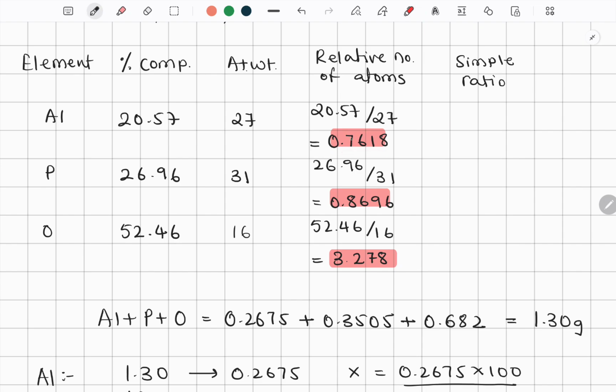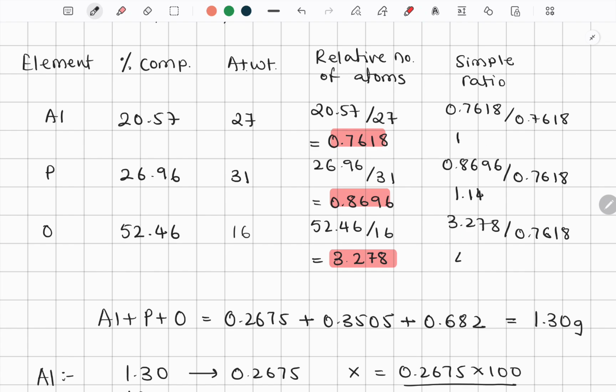So what do we do now? We have to divide every number by 0.7618. Okay, so over here it would be 0.7618 divided by 0.7618. Over here it would be 0.8696 divided by 0.7618, and over here it would be 3.278 divided by 0.7618. Okay, now when you solve this fraction, you get the answer equal to 1, 1.14 and 4.